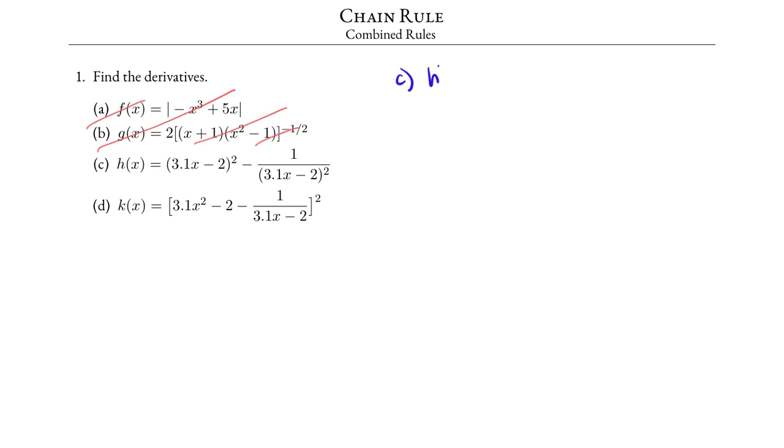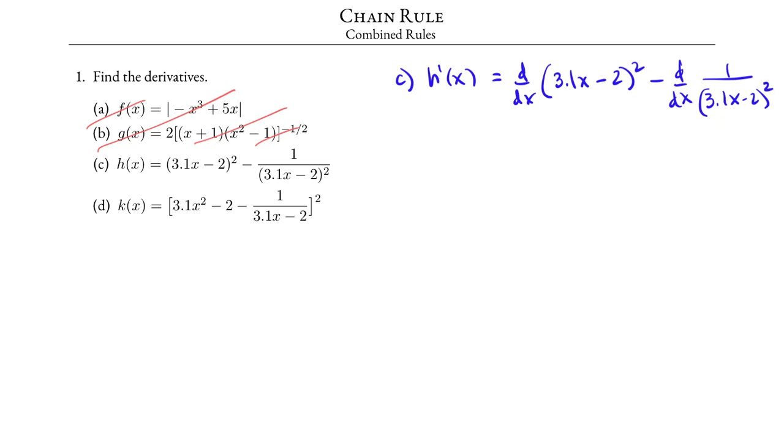For h prime of x, we will need to find the derivative of (3.1x minus 2) squared and subtract the derivative of 1 over (3.1x minus 2), the quantity squared. But what is the derivative of 3.1x minus 2, the quantity squared? This is a function inside the power 2, so we will use the chain rule.